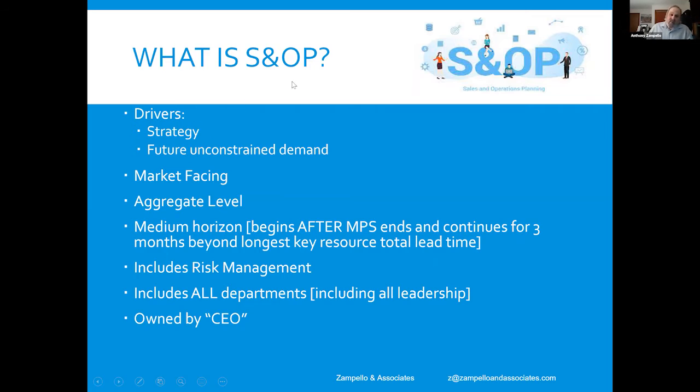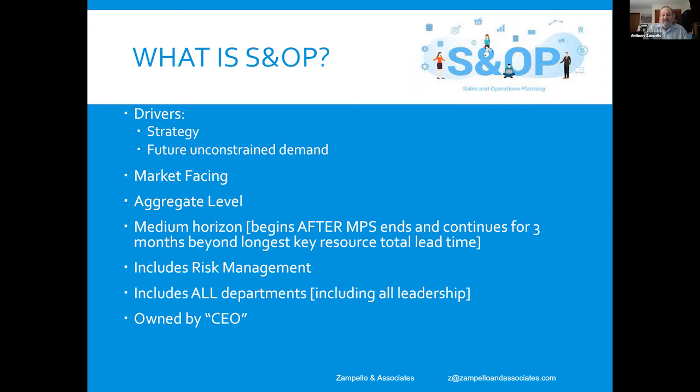So what is SNOP? It's driven by the strategy that's put in place by the leadership of the company, and it's driven by your future unconstrained demand plan. Now, the key word there is unconstrained, because as you're putting together that demand plan for months 4 through 18, in our example, you want to be very careful not to influence that plan because of your constraints. You want to be able to look and give yourself enough time to resolve the constraints that come up.